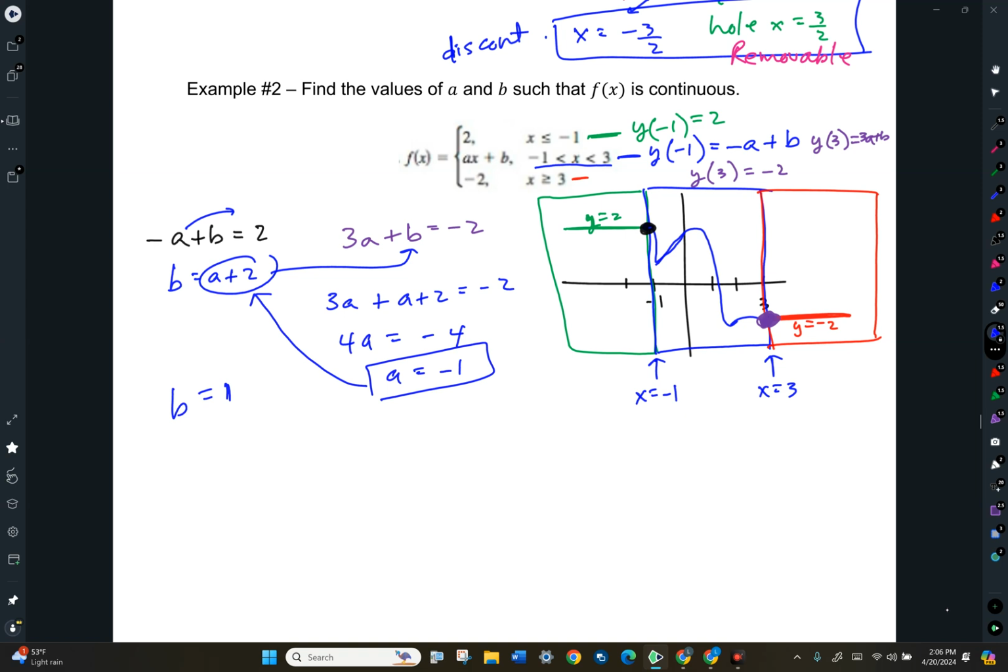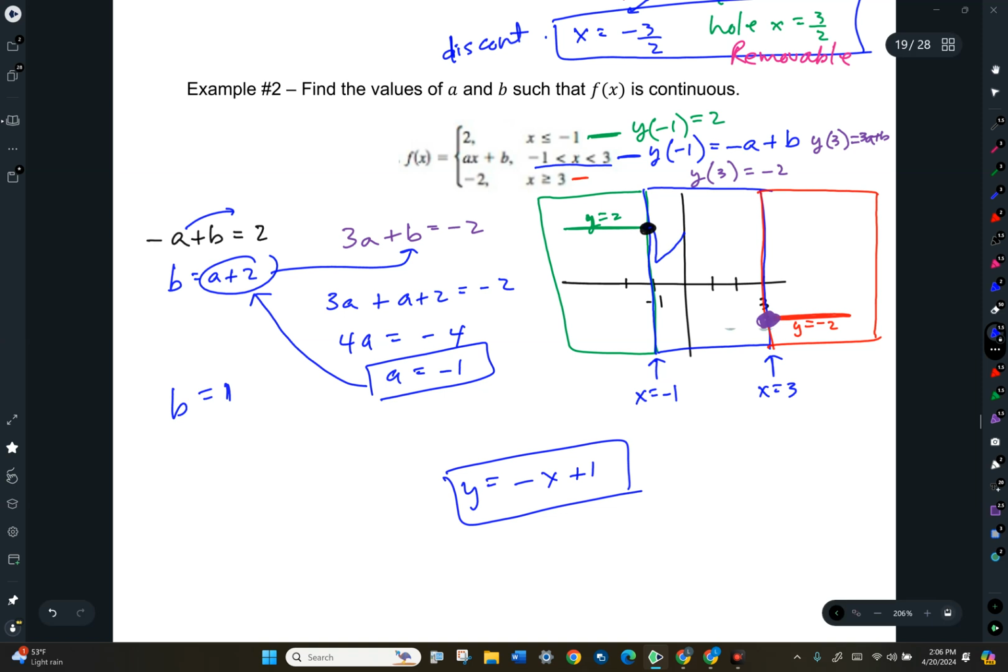So if that middle piece had been the function -x plus 1, if that middle piece had been this line, these two would have connected. And you can kind of picture that. Let me just draw in the line that connects those. If I draw a line that connects those, does it look like that could be the graph of the line -x plus 1? Yeah, it does.